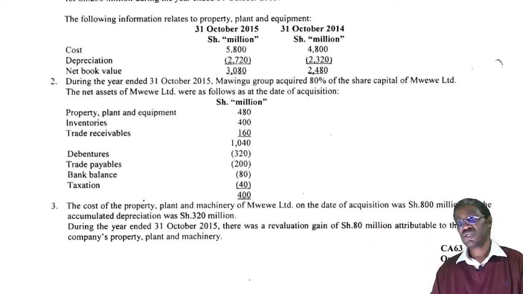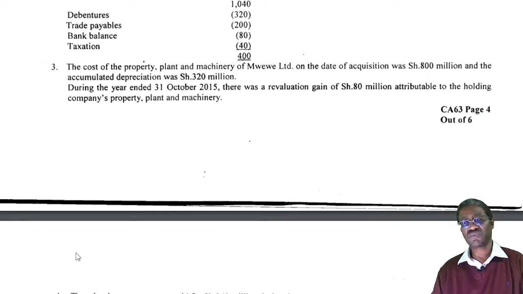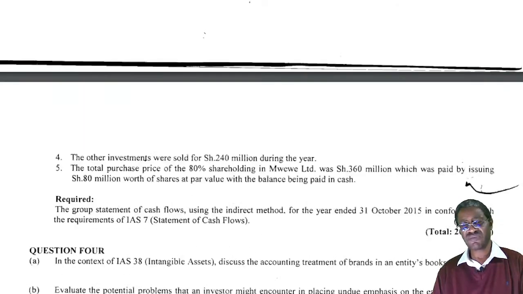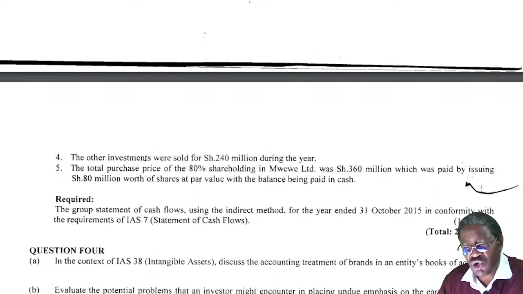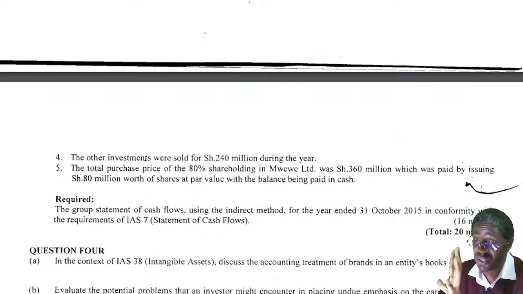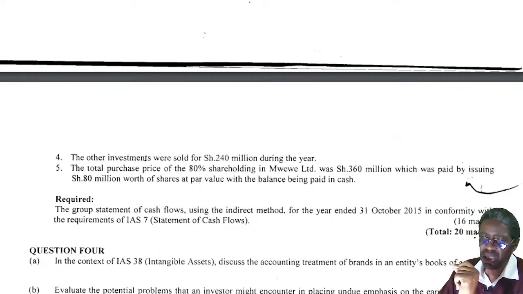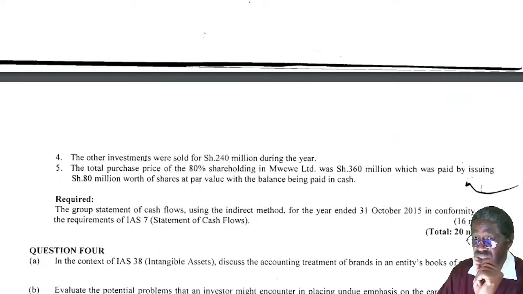From our question, you can remember, listen, let me take you there. You can remember in our question, note number five, we are told the total purchase price of the 80% shareholding in Mwewe Limited was 360 million. That was the purchase price, which was paid by issuing 80 million worth of shares at par value, with the balance being paid in cash.